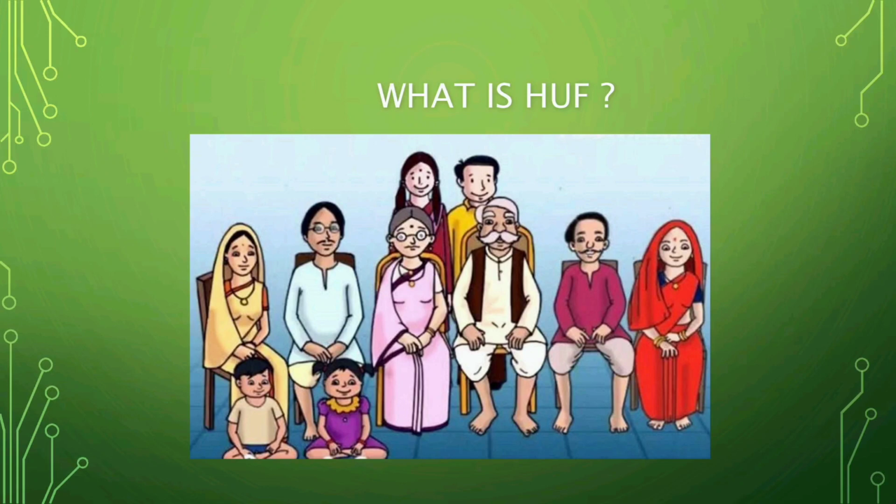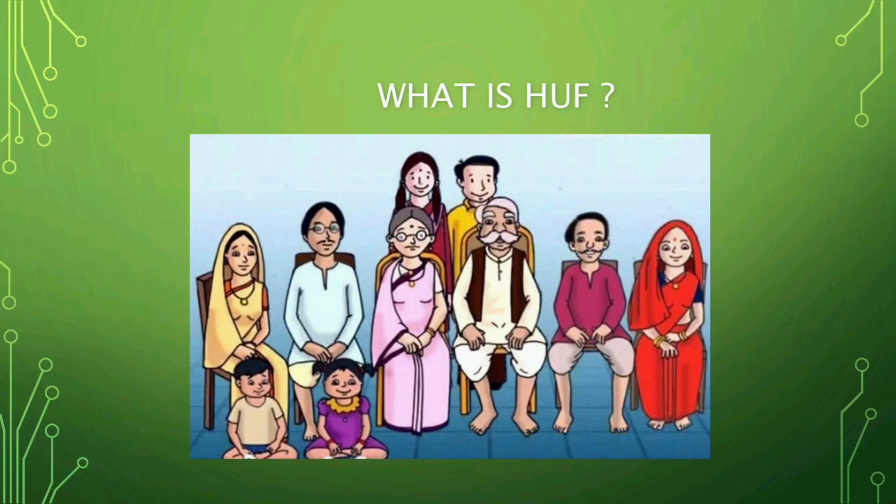The Hindu undivided family is treated as a person under Section 2 of the Income Tax Act of 1961 for the purpose of assessment under the Act. The HUF has its own permanent account number, called the PAN, and files tax returns independent of its members.